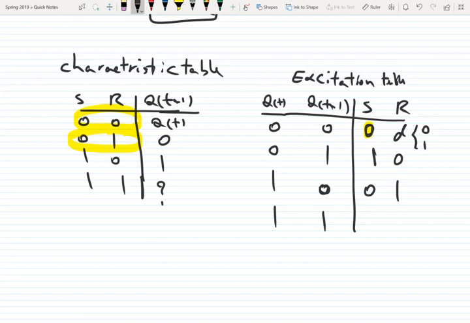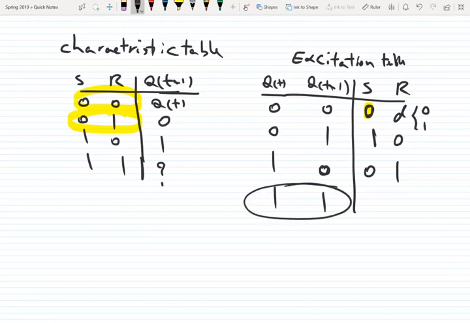The last one is 1 and 1. Under which conditions will Q of t plus 1 remain 1? First thing, if both of them are 0, of course. The second thing, if it's set, S is 1 and R is 0. So instead of these two lines, we say it's D and 0. So this one is the excitation table for the SR flip-flop.